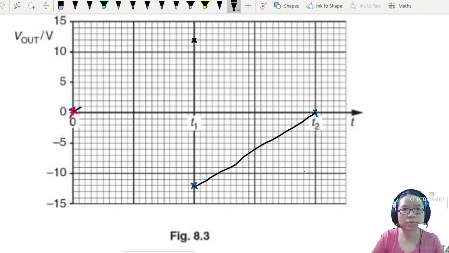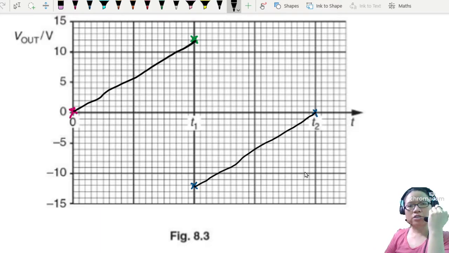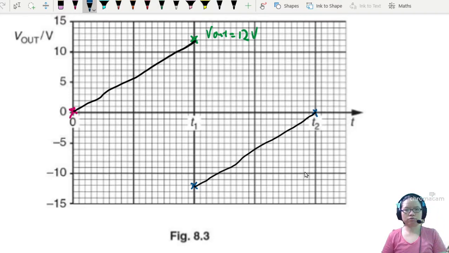Okay, so now, wait, I should keep the color for the people who are confused. Okay, so this one is this point. I'm gonna connect. Sorry about that. Cut off train of thought, but this is better. So this one is 12. VOUT is 12 here, and down there, VOUT is negative 12.